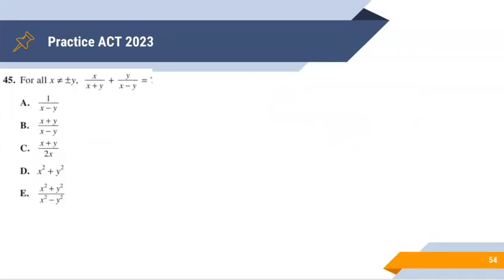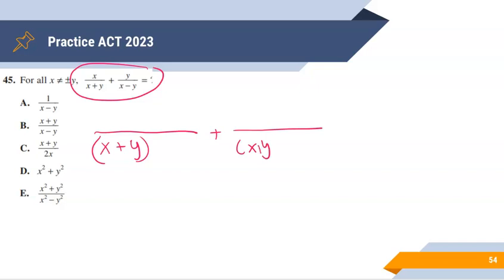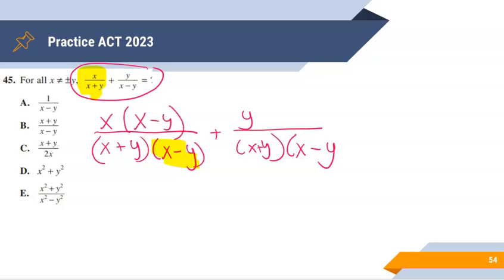Okay, you made it to number 45. Let's keep going. If I want to add these two things up, we need a common denominator. So both fractions need to have an x plus y. And both fractions need an x minus y, right? However, the first fraction here is missing the x minus y. So we've got to multiply the top by x minus y. The second fraction is missing the x plus y in the denominator. So we've got to multiply the top by x plus y.